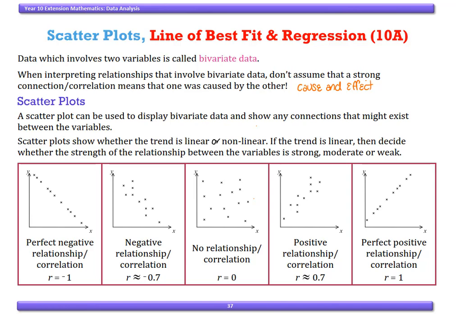So when we're looking at these scatter plots at the bottom, the first one is a perfect negative relationship or correlation. So the correlation is -1. Correlations have to lie between 1 and -1. So R is going to be between +1 and -1. Meaning that if our correlation is either -1 or 1, it is perfect. It is a perfect correlation.